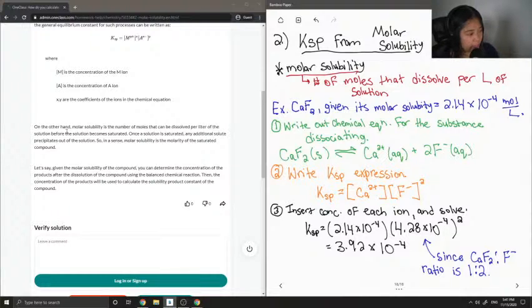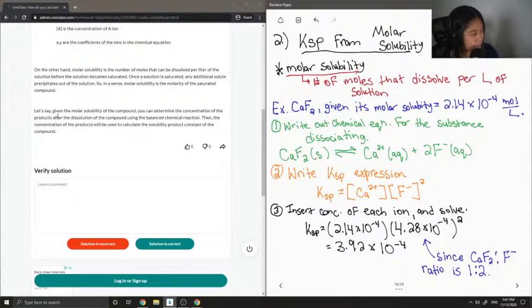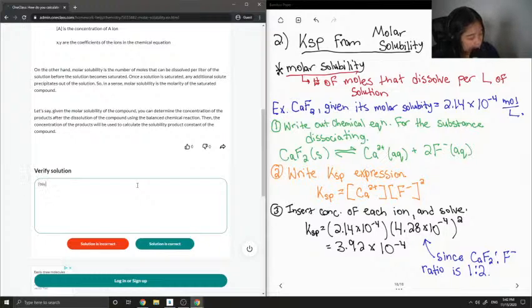Once a solution is saturated, any additional solute precipitates out of the solution. So, in a sense, molar solubility is the molarity of the saturated compound. Say, given the molar solubility of the compound, you can determine the concentration of the products after the dissolution of the compound using the balanced chemical equation. Then the concentration of the products will be used to calculate the solubility product constant of the compound. Okay, so this solution was correct.